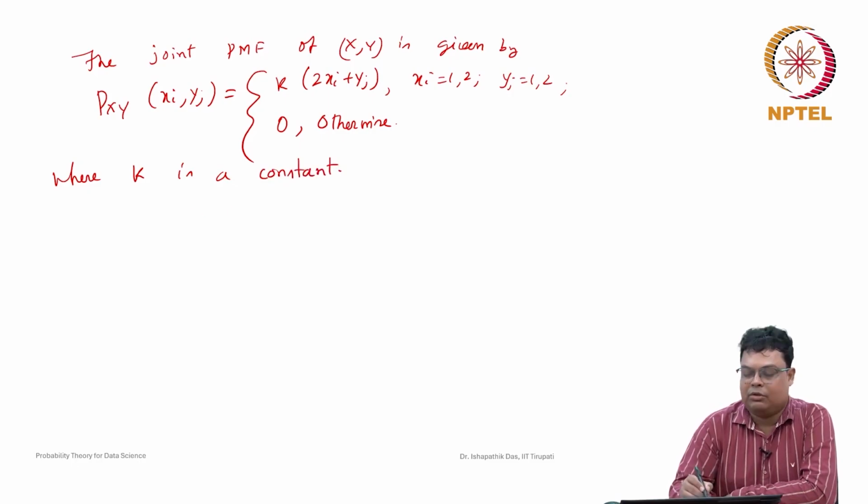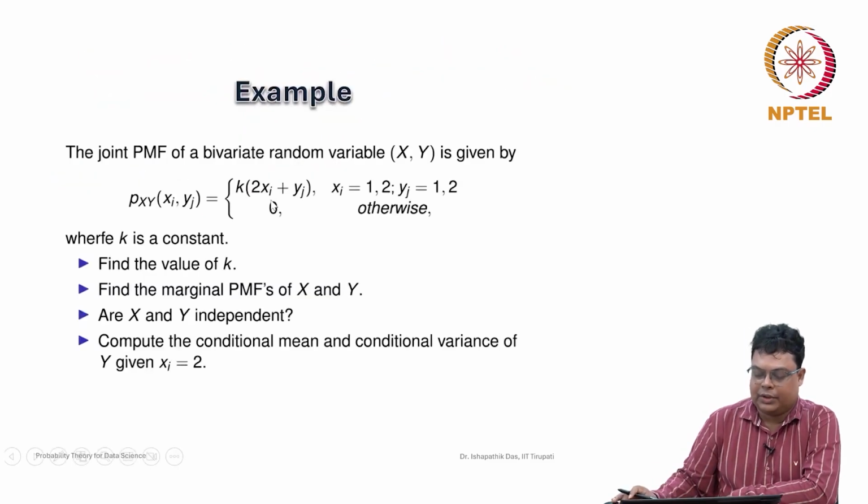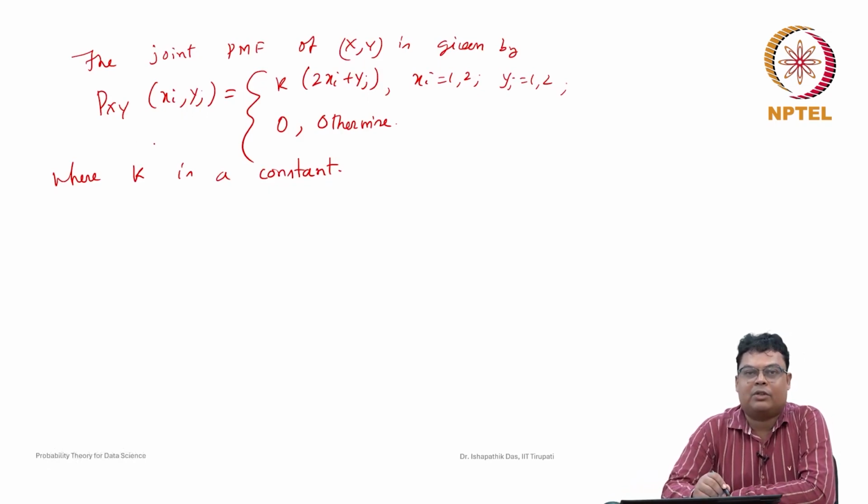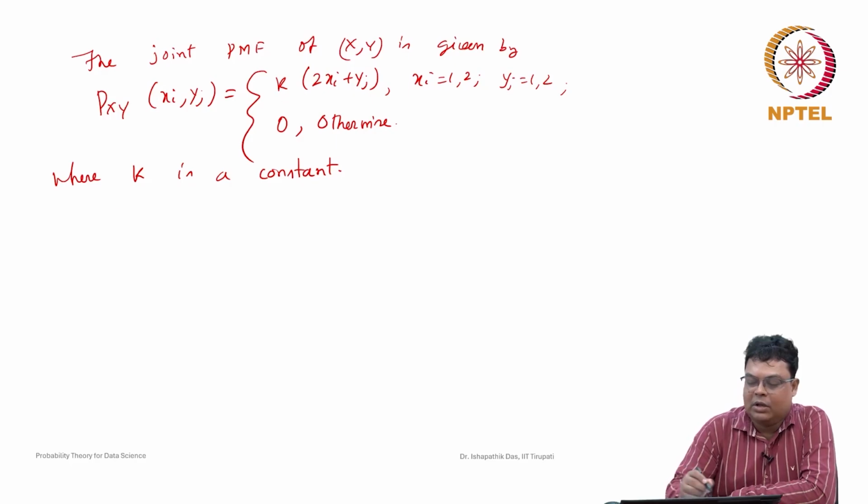So we have to find the value of k. These are the questions: find the value of k, find the marginal probability mass functions of X and Y, and check whether X and Y are independent. So let us do those things. To find k, we need to use the properties of the joint probability mass function. Since it is a probability mass function, it is always greater than or equal to 0, hence k has to be greater than 0, and we will find k by the other property.